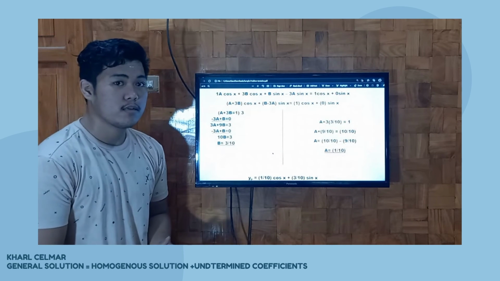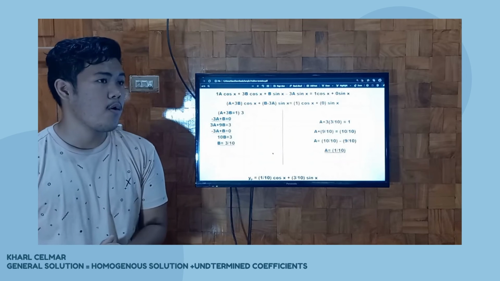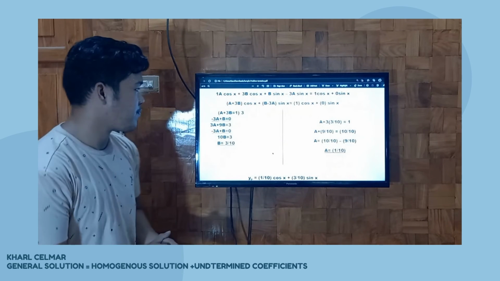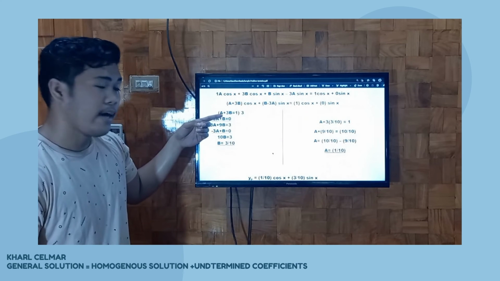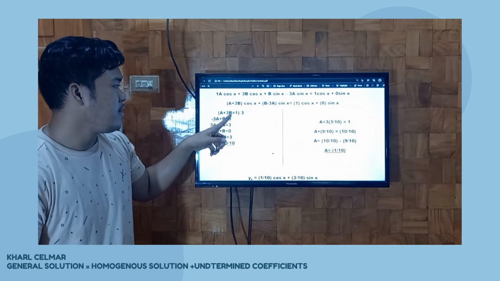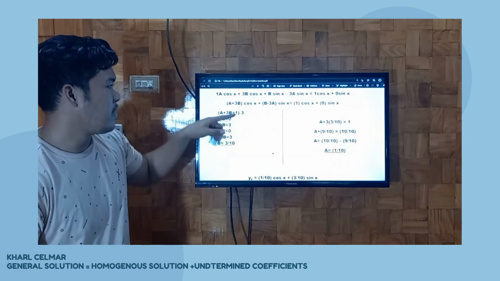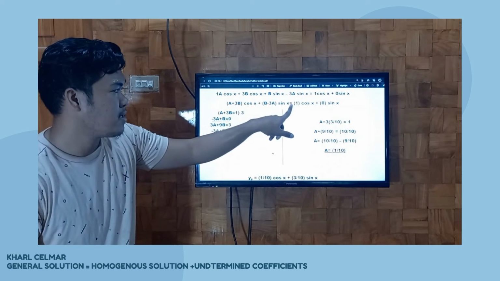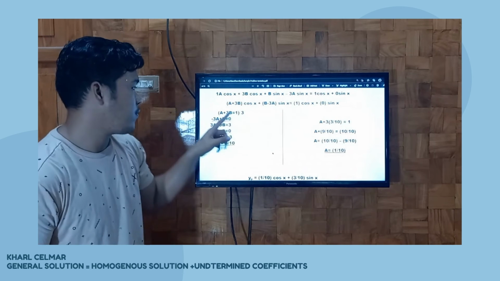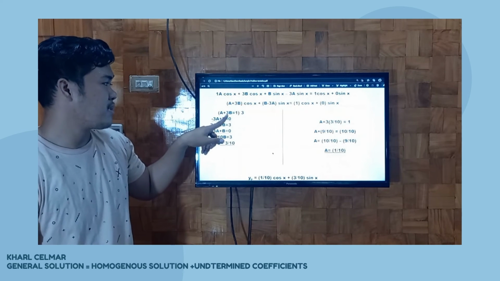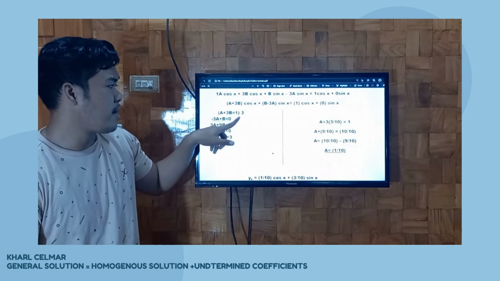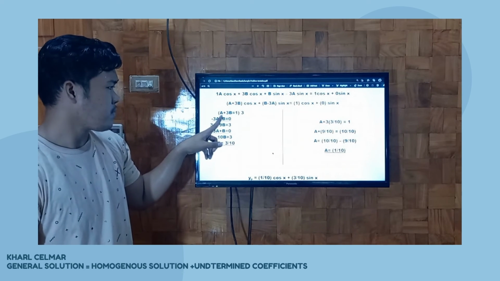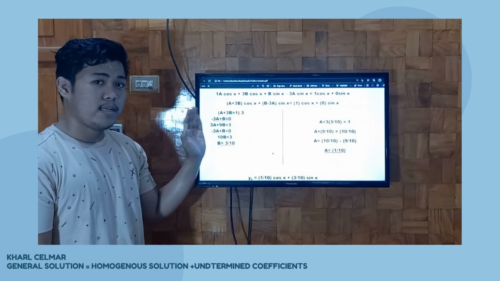So after that, we're going to use a method which is called elimination. So a plus 3b is equal to 1. Since here is a plus 3b cosine x, then it is equal to 1 cosine x. So we'll put a plus 3b here is equal to 1. 1 is here, the cosine x here. So we're going to eliminate it.